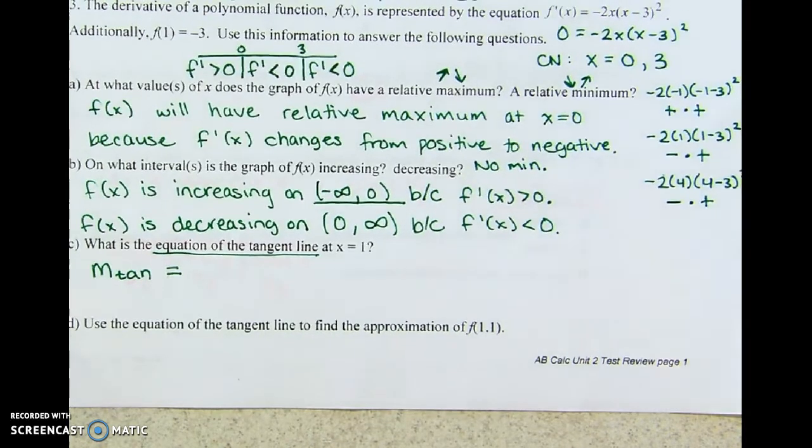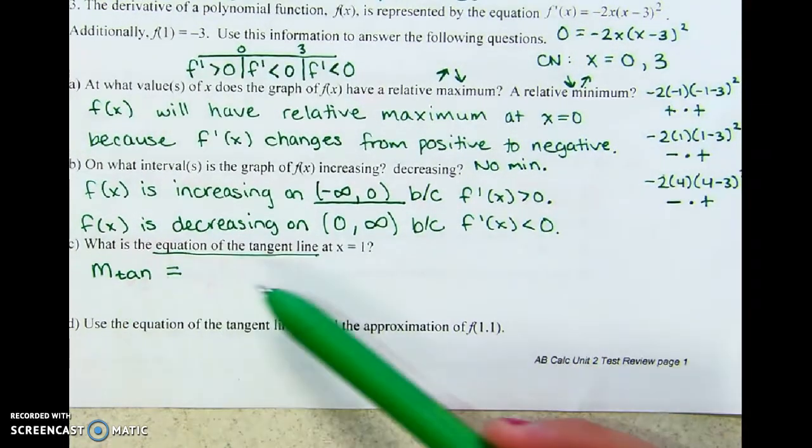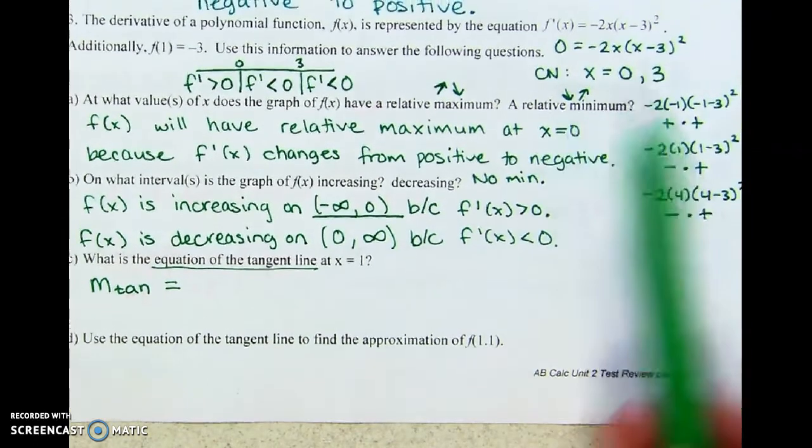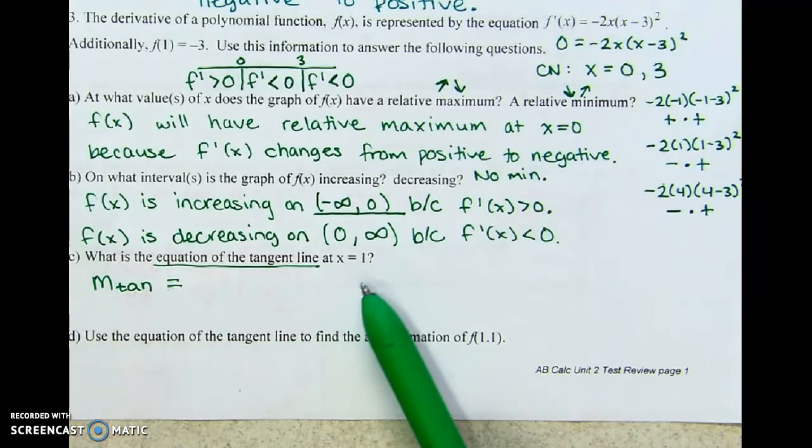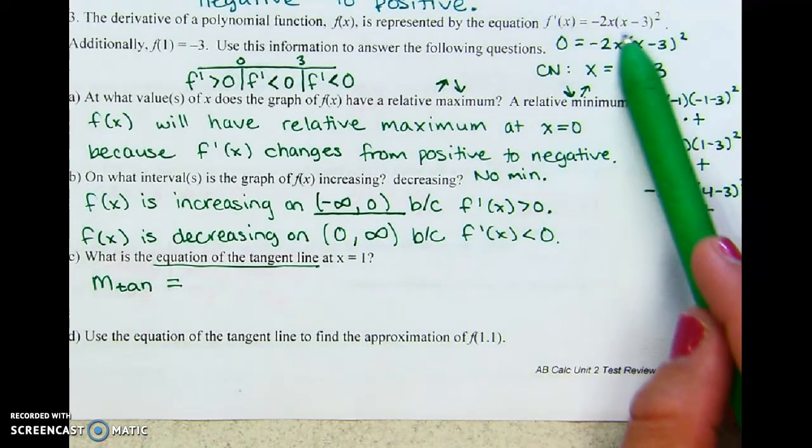The derivative. We're going to say the derivative. The slope of the tangent line is the derivative. So we have the derivative. And did they give us an x value? They have to, okay? So the slope of the tangent line will be when we plug 1 into the derivative.